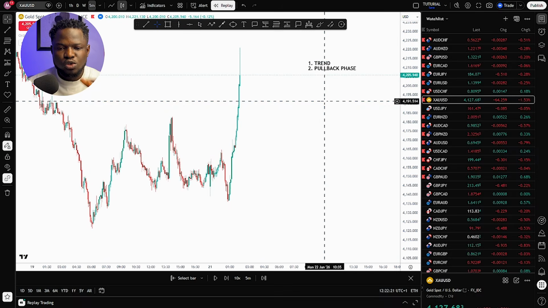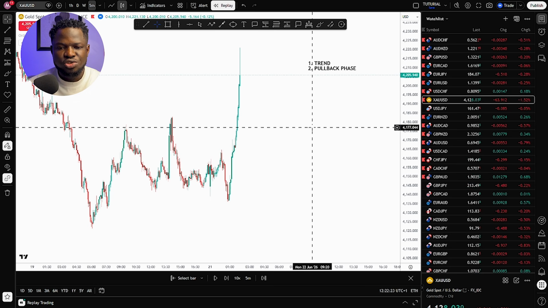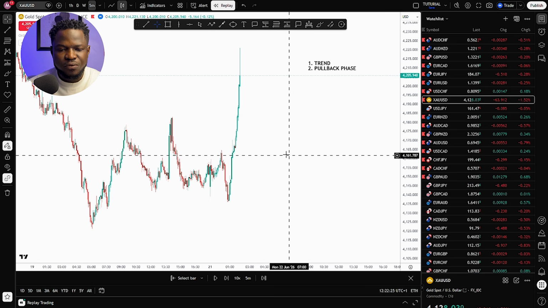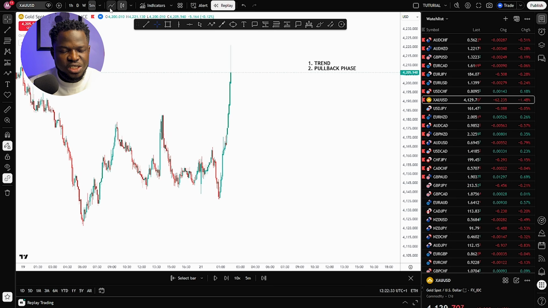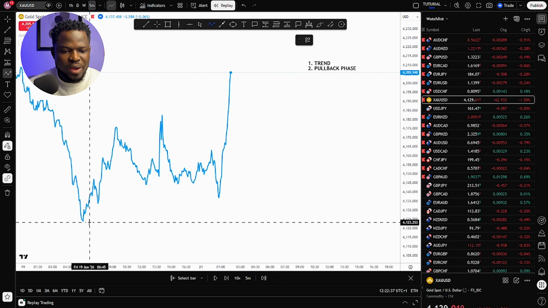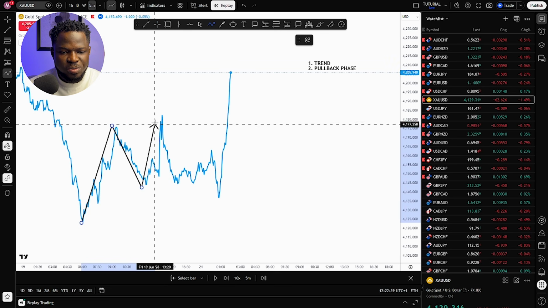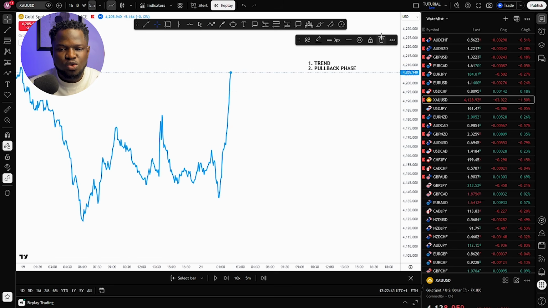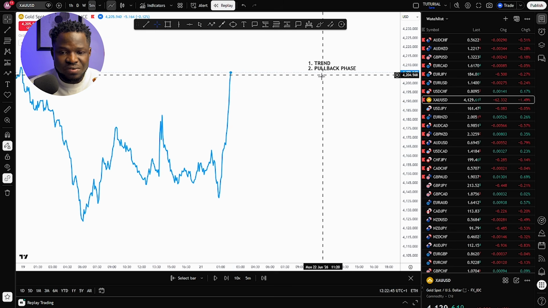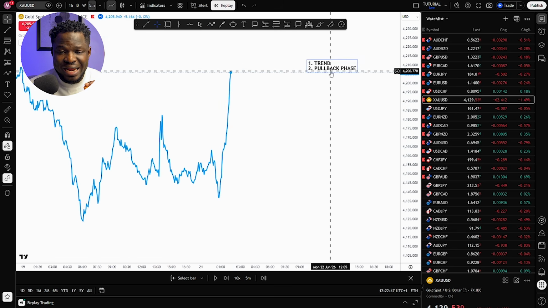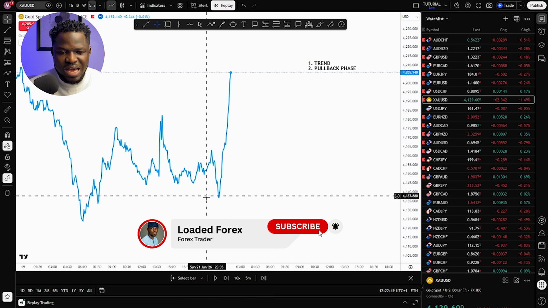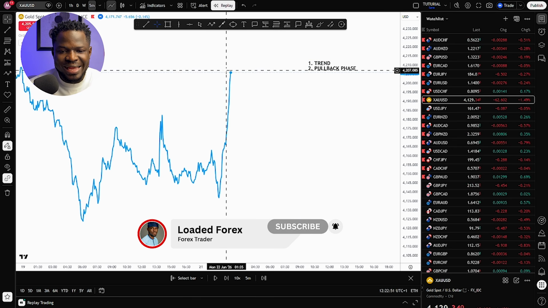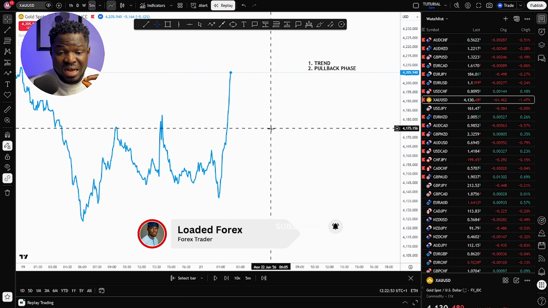Right now, step number 2 under my blueprint for this strategy is to establish the pullback phase. Let me change the chart to line chart. We have expansion, retracement, expansion, retracement, then we have another expansion. So the next step we want to observe in the market is to ensure there is a pullback phase. After this expansion leg, there must be another pullback phase.